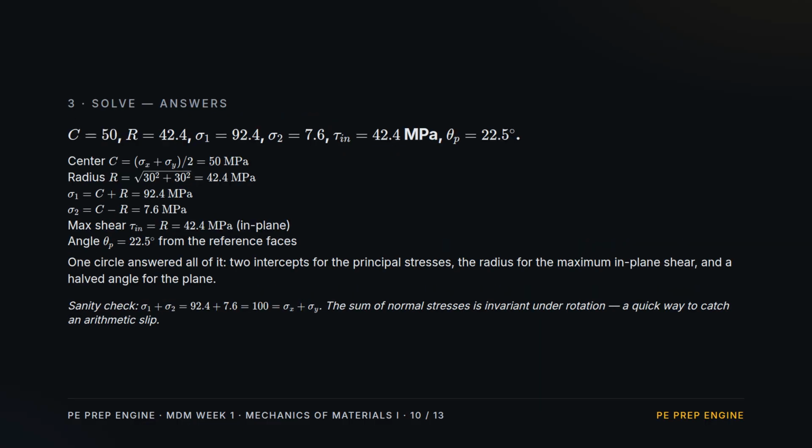Final answers: center 50, radius 42, principal stresses 92 and 8, maximum in-plane shear 42, and a principal plane angle of 22.5 degrees. One circle delivered every number. And a fast check: the two principal stresses add back to 100, exactly the sum of the original normal stresses. That sum never changes when you rotate.